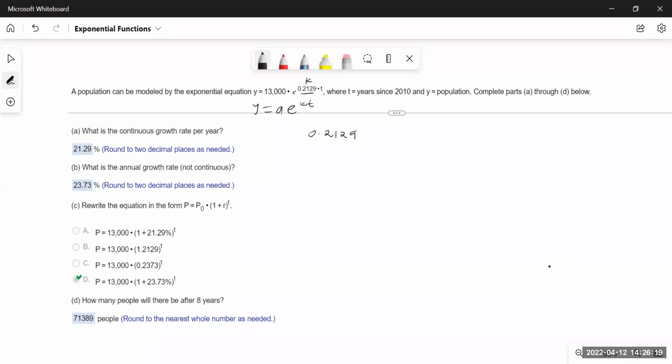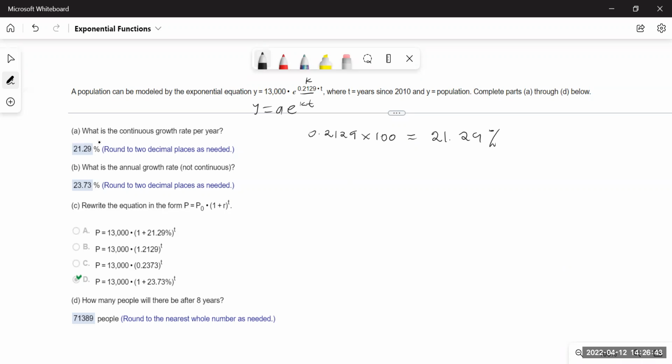0.2129 is our continuous growth. Now we change this to a percent by multiplying by 100. Okay, so this will be 21.29%. Okay, and that is for A. Okay, now for B, what is the annual growth rate?